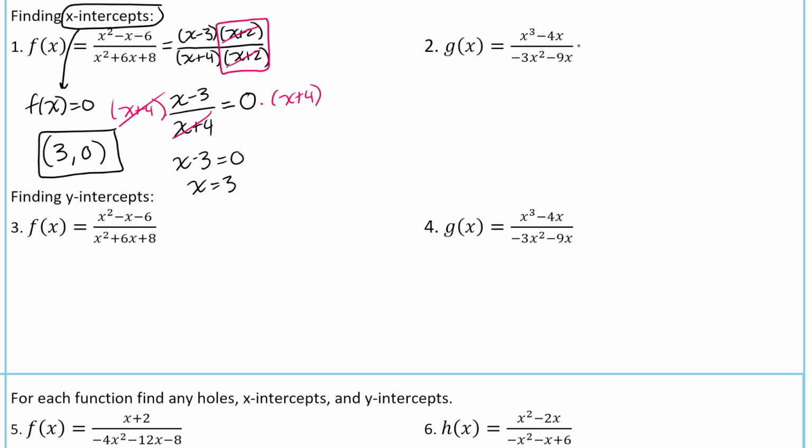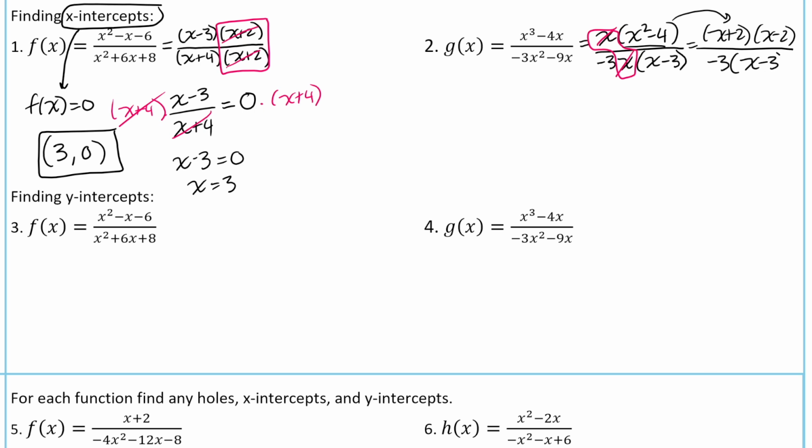Over here, we would do the same thing. We're going to factor. I can pull out an x. I'm left with x squared minus 4. In the denominator, we can pull out a -3x, left with x minus 3. Yep, looks good. I do have some cancellations here. I have x divided by x is 1. So now I'm going to keep factoring. This is x plus 2 times x minus 2, right? X squared minus 4 factors into that, over -3 times x minus 3.